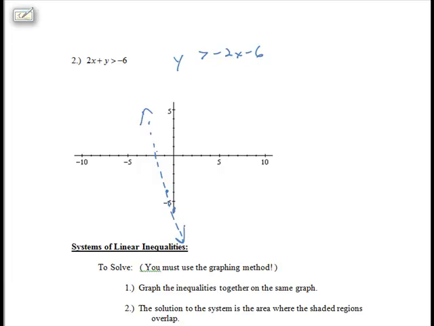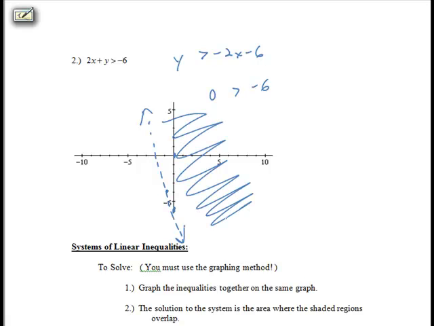and now we need to shade one side of this line or the other. So once again we can use the origin since the line does not pass through it. If you substitute in the inequality, 0 is greater than -6, which is true. Our test point is a solution to the inequality, so that means every point on that side of the line will be a solution. We'd shade that side.